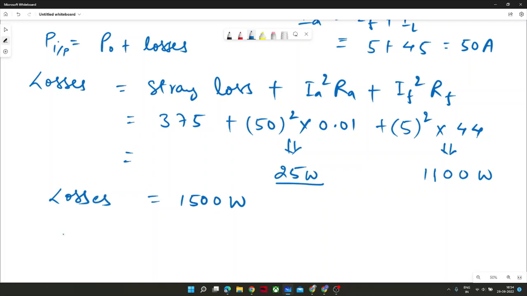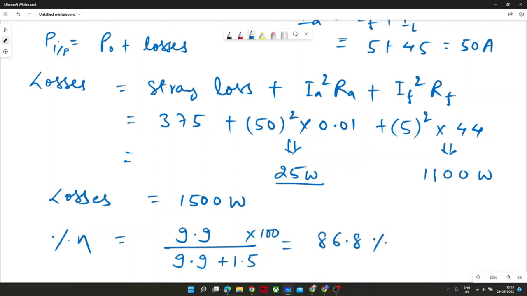And efficiency, now I will write output by input. Again, output plus losses: 9.9 kilowatt divided by 9.9 plus 1.5. And it would come out to be 86.8% into 100.